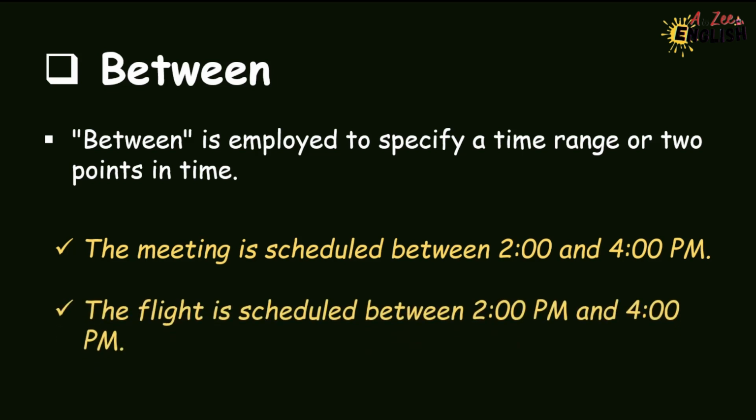The flight is scheduled between 2 p.m. and 4 p.m. "Between" defines the time frame during which the flight is scheduled to depart, covering the period from 2 p.m. to 4 p.m.